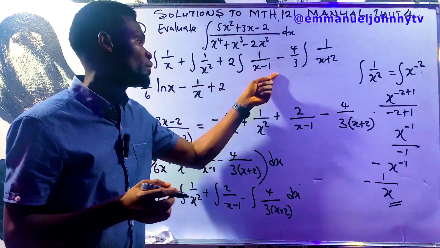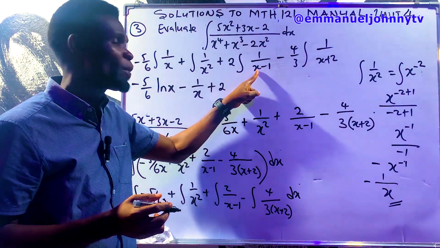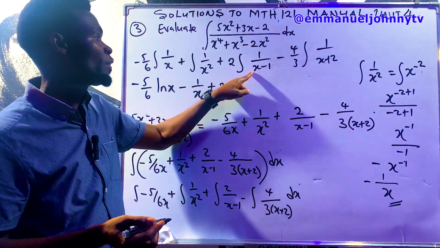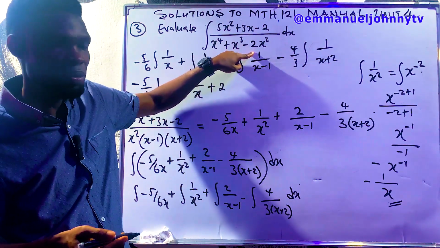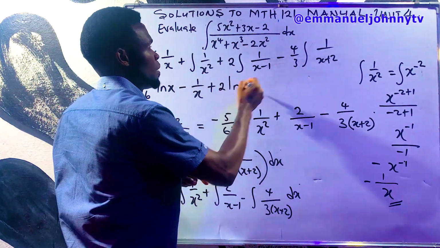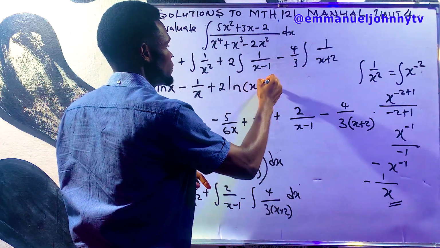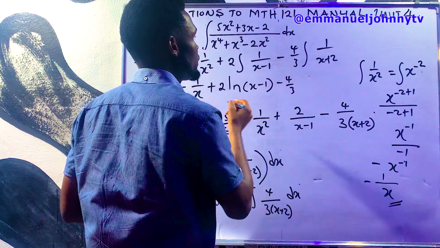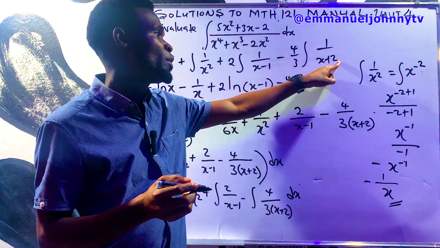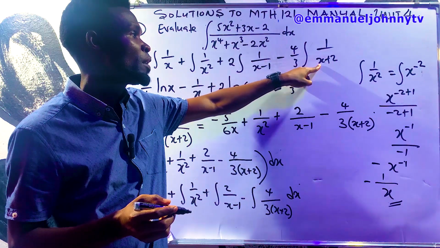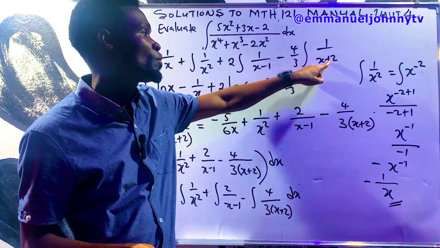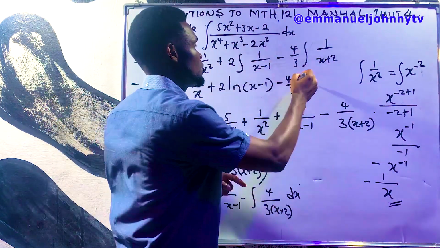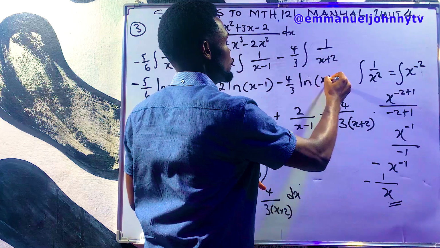Now let's differentiate the denominator. The derivative of x is 1 and the derivative of 1 is 0. So if you differentiate the denominator, you get the numerator. So that means take the ln of the denominator, x minus 1. Then minus 4 over 3. Differentiate the denominator. That is, if you differentiate x, you get 1. Differentiating 2 is 0. So the derivative of x plus 2 will give you 1. Which means take the ln of the denominator.